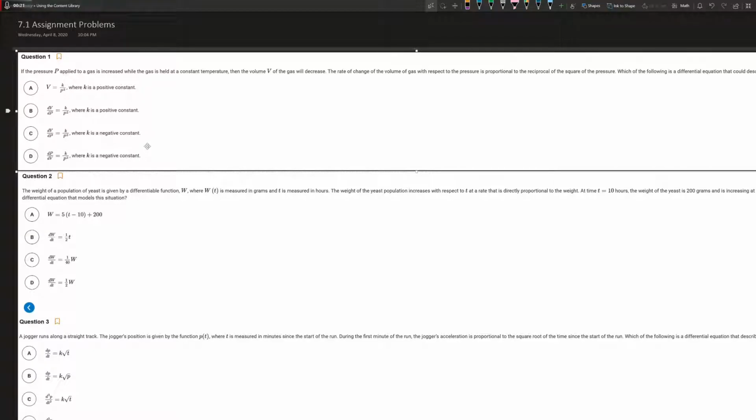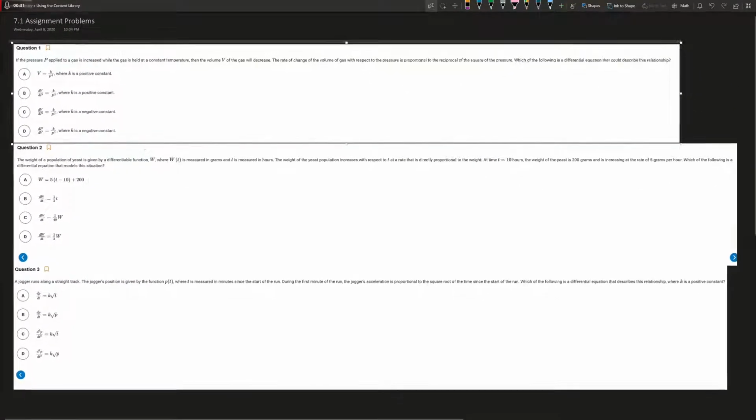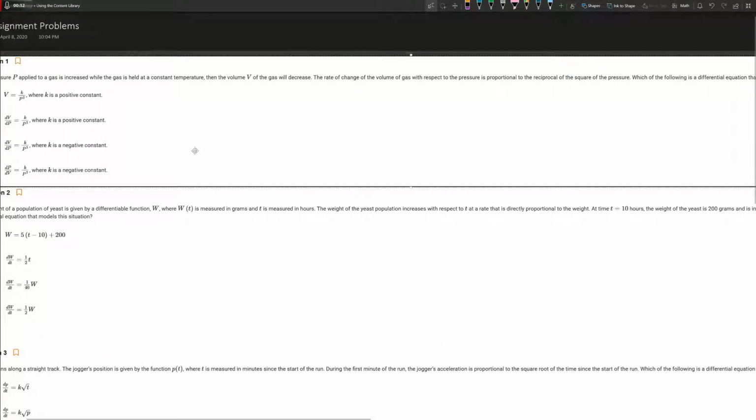The rate of change of the volume of the gas with respect to the pressure is proportional to the reciprocal of the square of the pressure. Which of the following is a differential equation that could describe this relationship? So the first thing we want to do is translate this sentence into a mathematical notation.